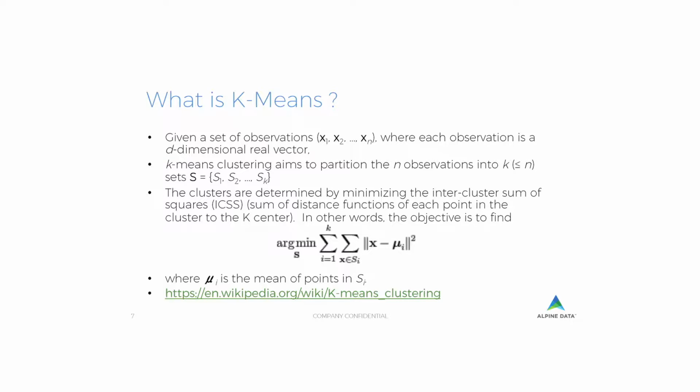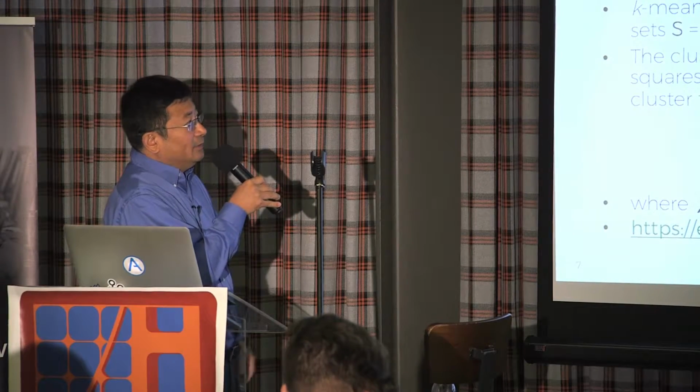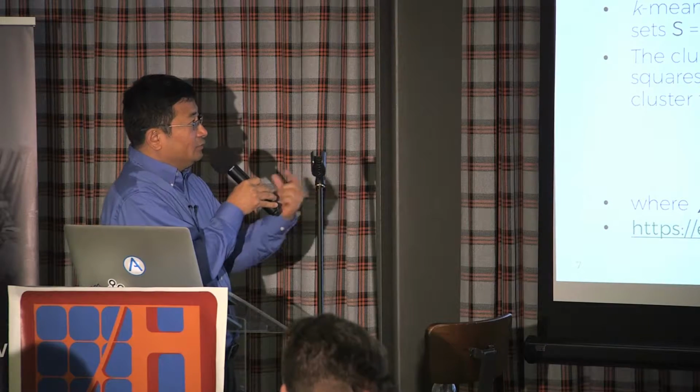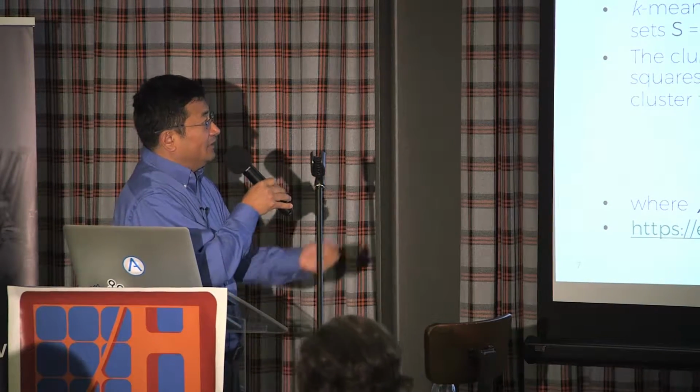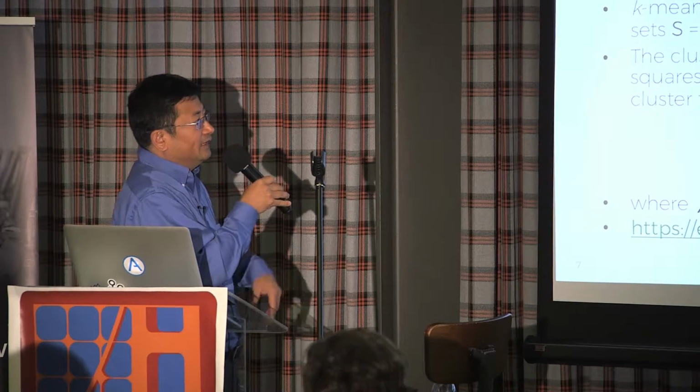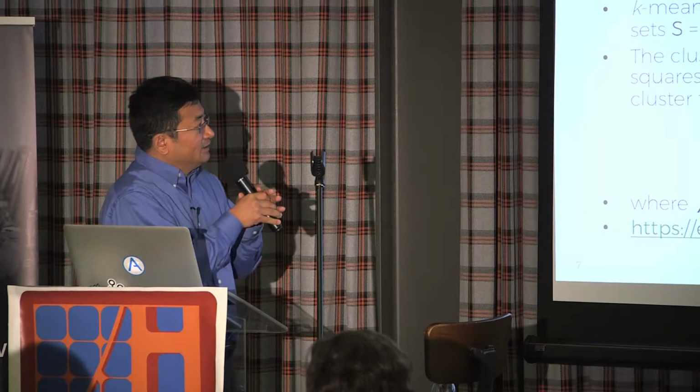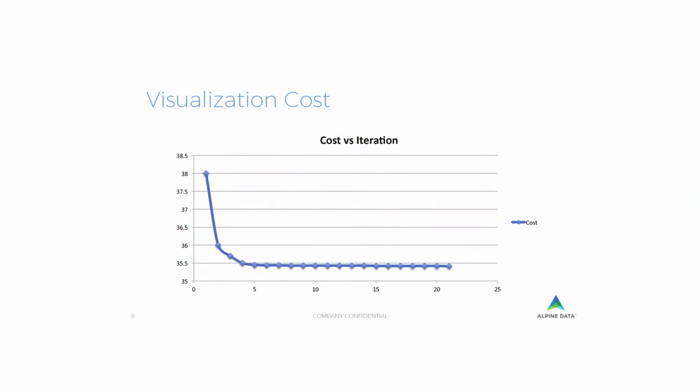So what exactly is k-means? If you look at Wikipedia, it essentially finds the centroids and tries to minimize the distance to the clusters, so to each point. There's a mathematical equation so you can find that out and then try to minimize it.